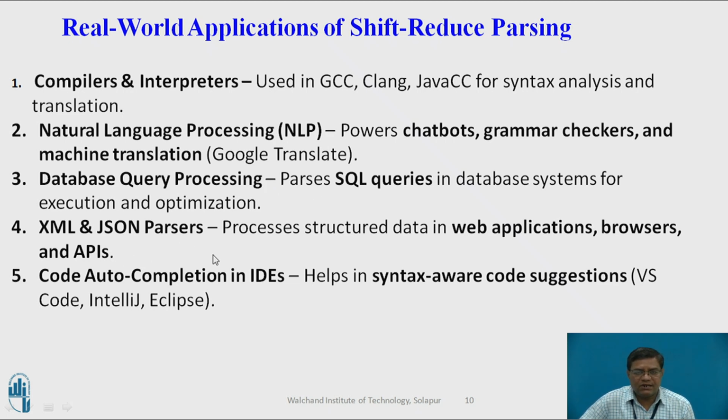XML and JSON parsers also use the concept of shift-reduce parsing for processing the structured data in web applications, browsers and APIs. Code auto completion in integrated development environments, which helps in syntax-aware code suggestions in IDEs like VS Code, IntelliJ and Eclipse. So, these are the real world applications of shift-reduce parsing.